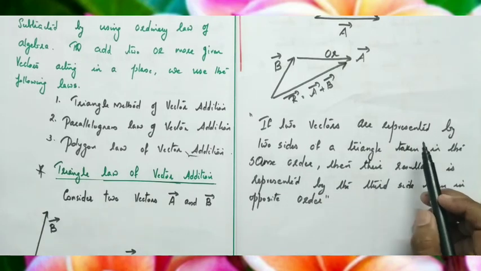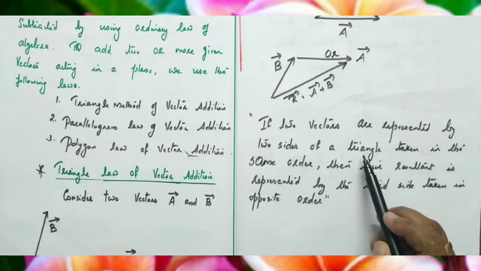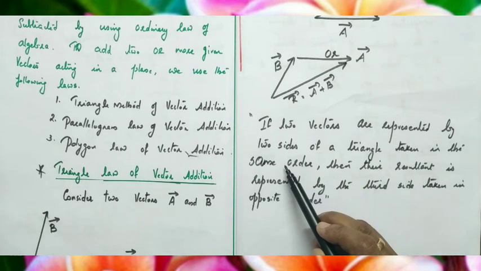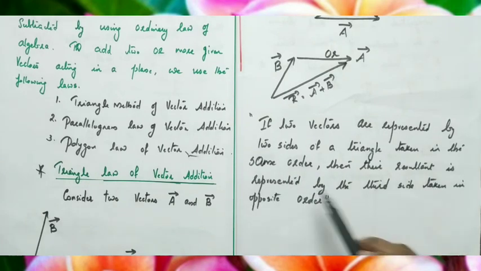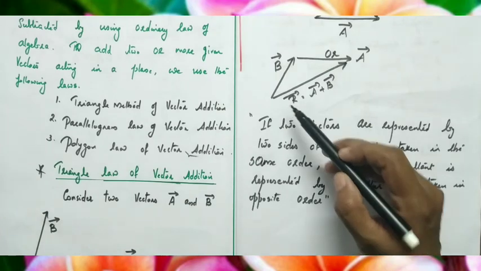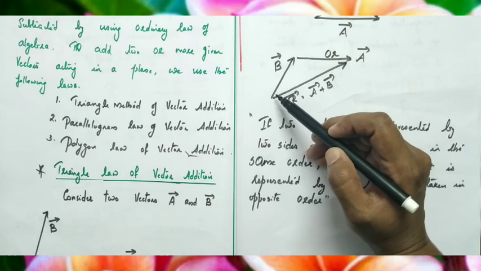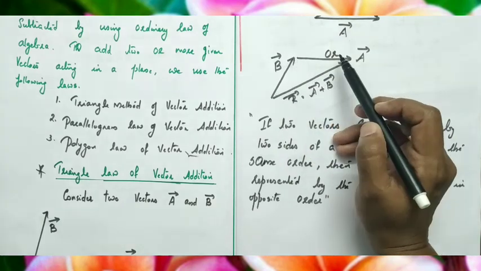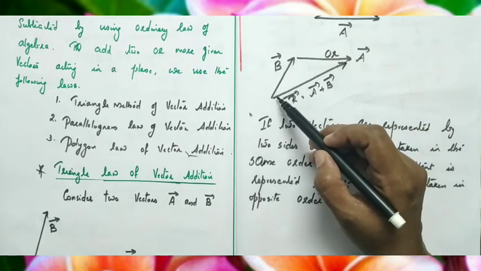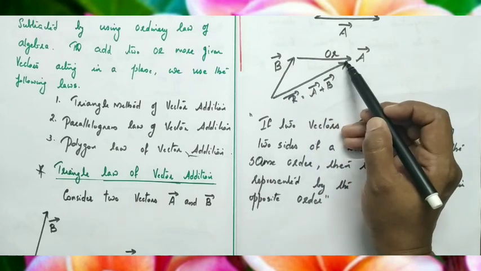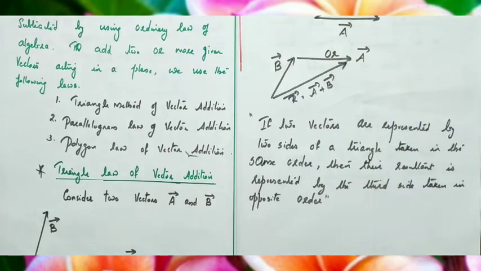Hence, this is the rule. If two vectors are represented by two sides of a triangle taken in the same order, then the resultant is represented by the third side taken in the opposite order. Two vectors represented by the two sides of the triangle taken in the same order, what does it mean? Tail, head like that. Then the resultant is given by the third side taken in the reverse order. So this rule is called the triangle law of vector addition. So this method is otherwise called the head to tail method of vector addition.